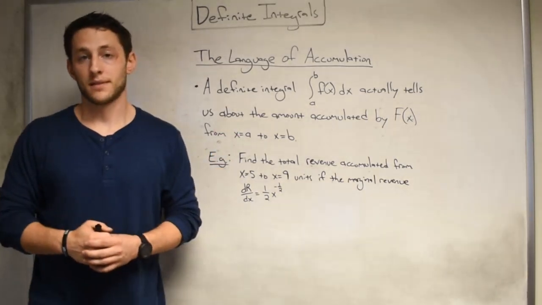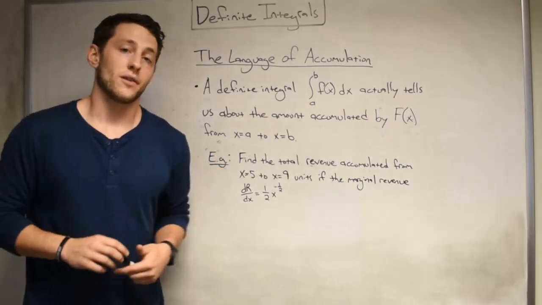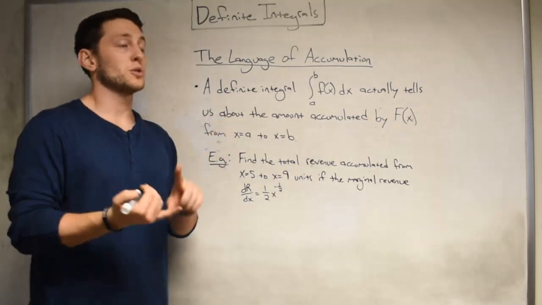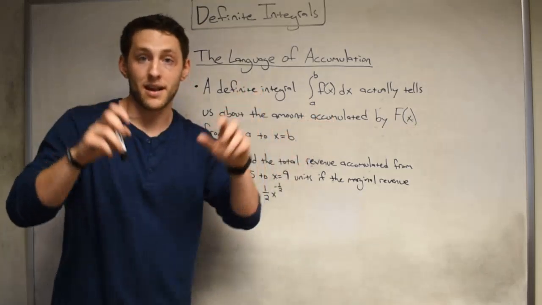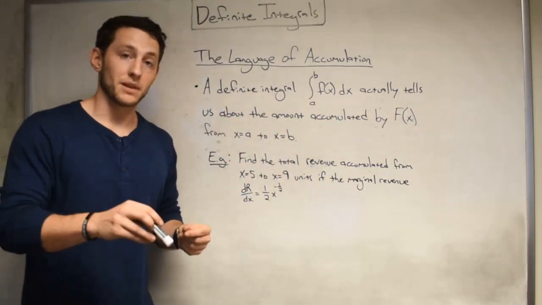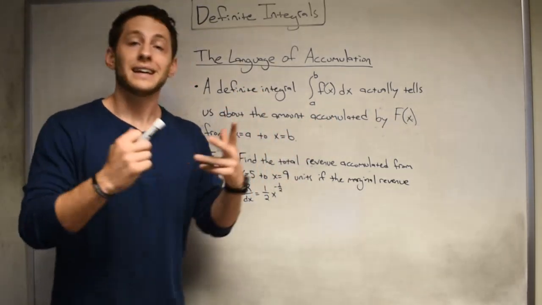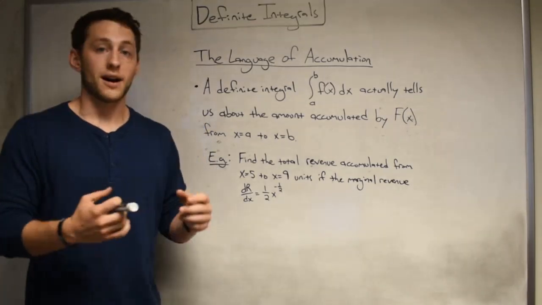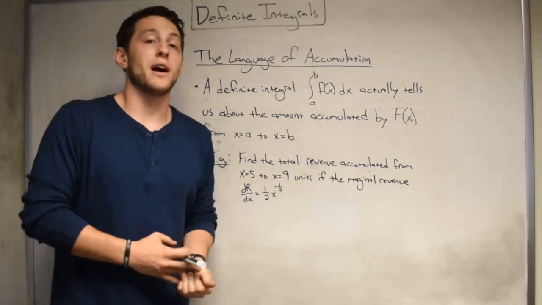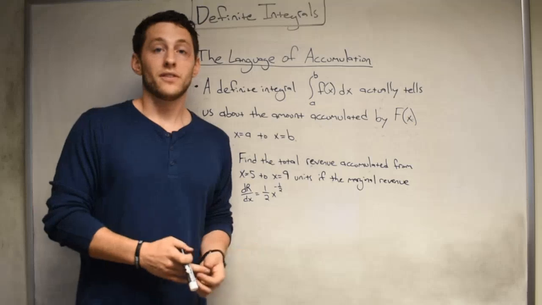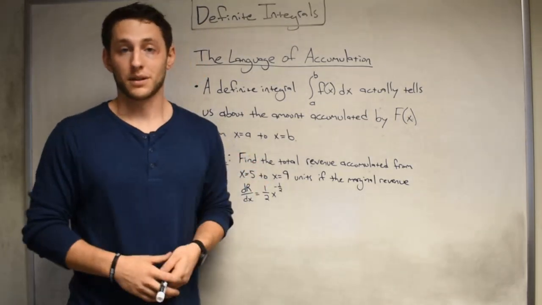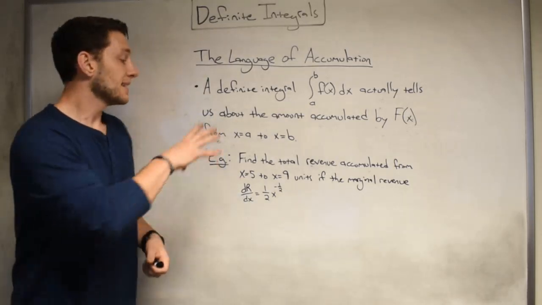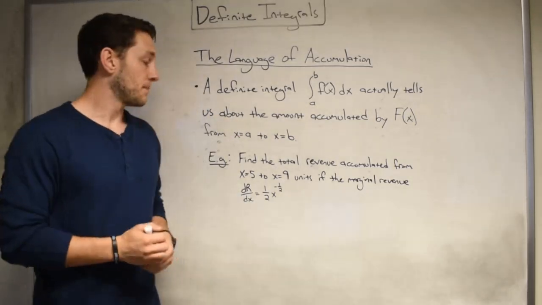Now as far as business goes, this means if I give you a marginal cost, a marginal revenue, a marginal profit, some lowercase f of x, that you could tell me something about its antiderivative. In the context of marginal cost, marginal profit, or marginal revenue, the antiderivative is total cost, total profit, or total revenue respectively. With that in mind, let's consider the following example.